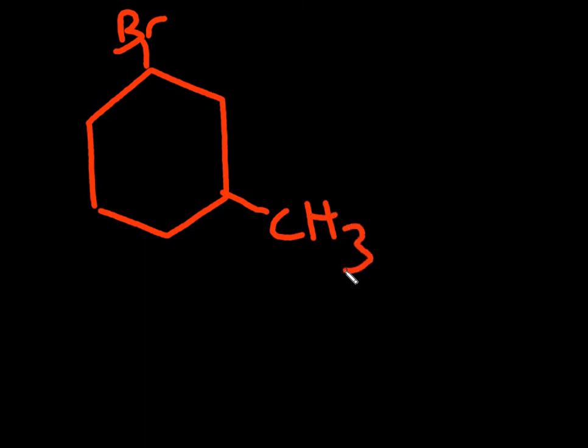In this example, where do we start counting? We have 2 substituents here. We have the bromine and the CH3 methyl. Now, we would actually start at the bromine atom. This has priority over the methyl.